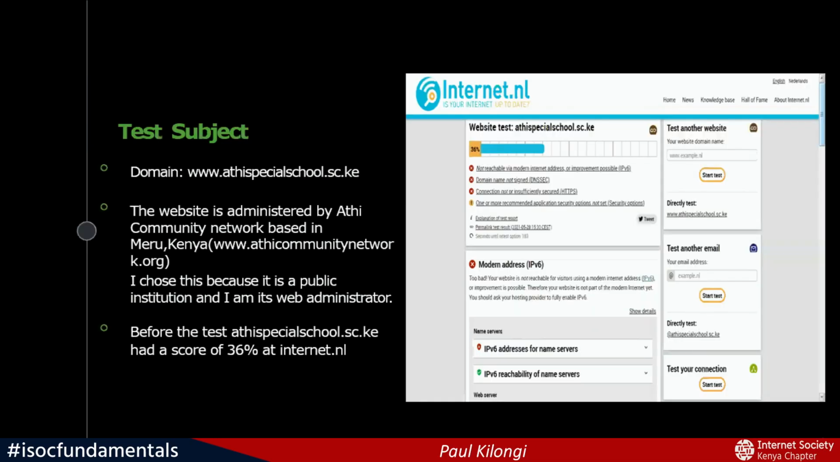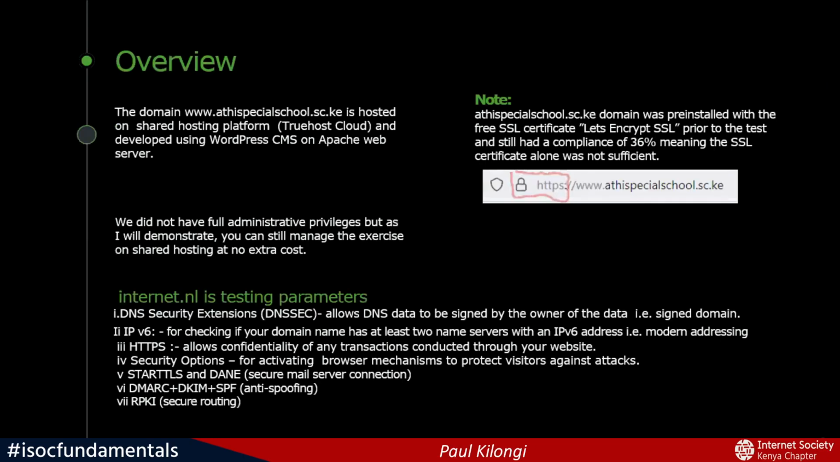To begin with, before I began the exercise, the test was at 36%. So my goal was to reach 100% to cover all the test subjects. I was using the domain artistspecialschool.ac.ke. It is a school for disabled children from where I come from. It is built on WordPress and over Apache web server.